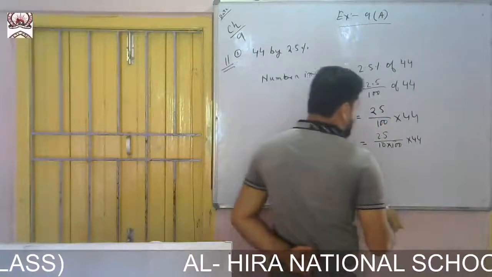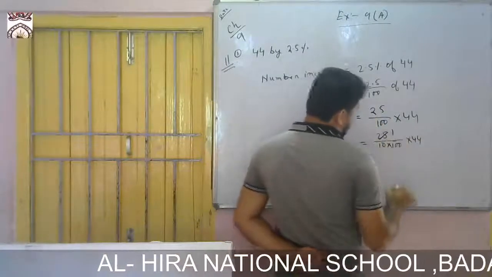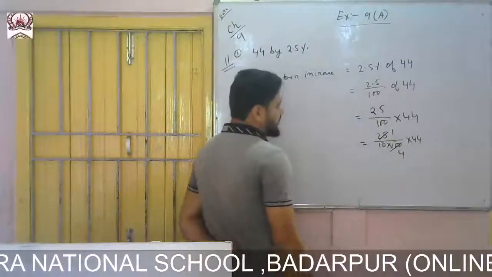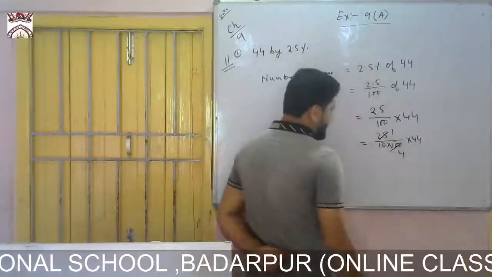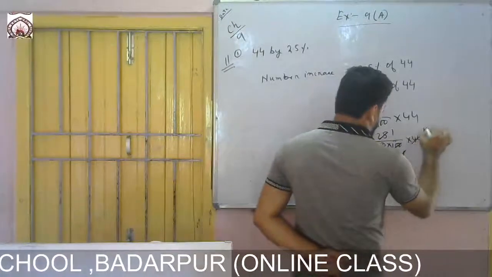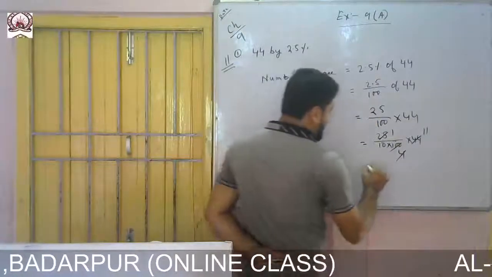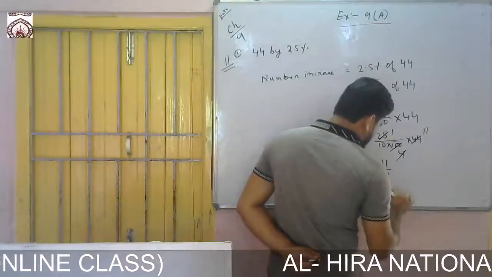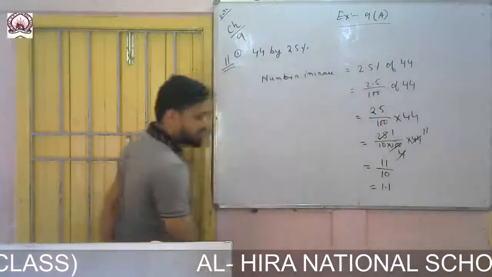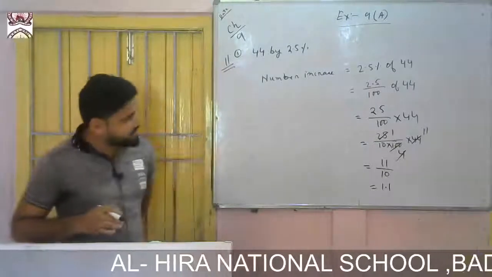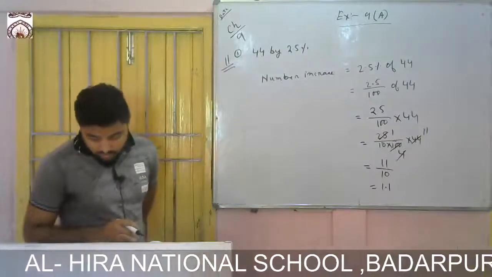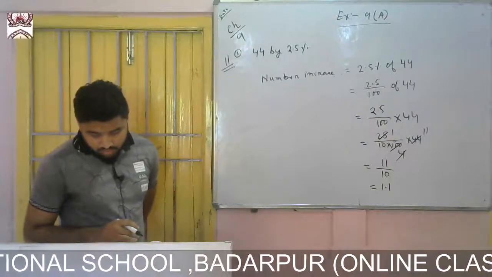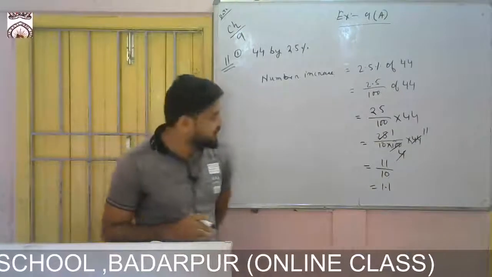Now you can cancel. 4 1 jar 25, 25 4 jar 100, 4 1 jar 4, 4 11 jar 44. So remaining is 11 by 10, that is 1.1.